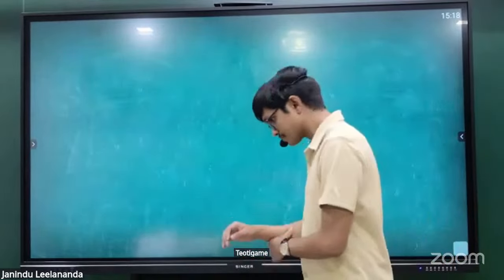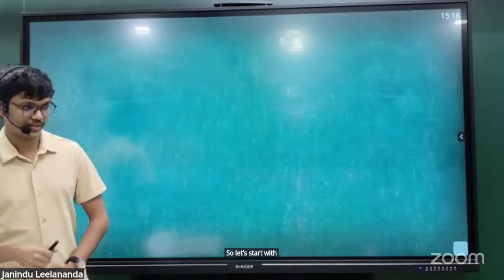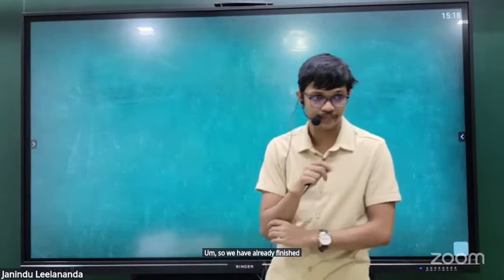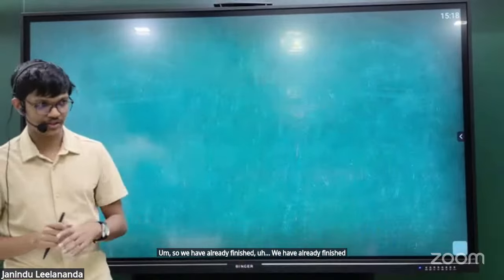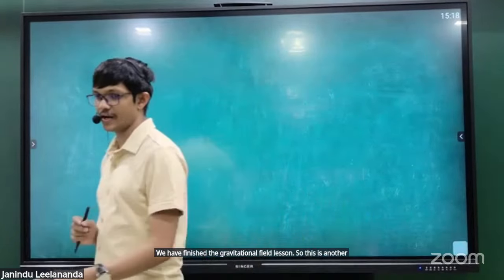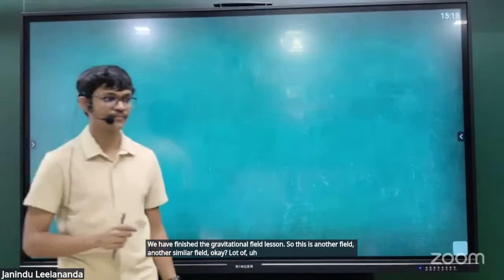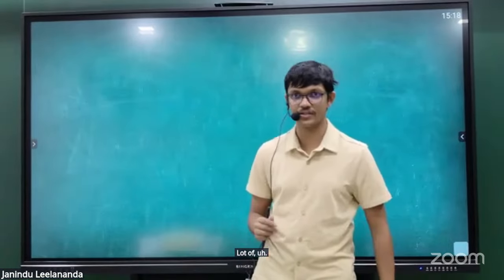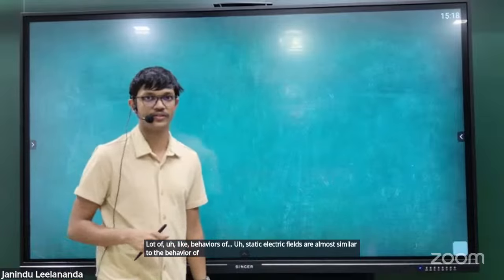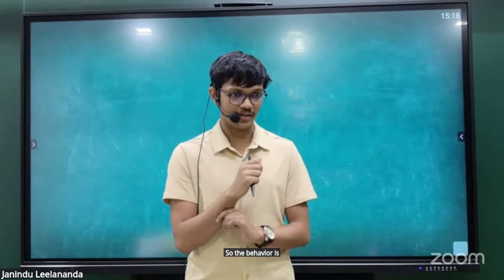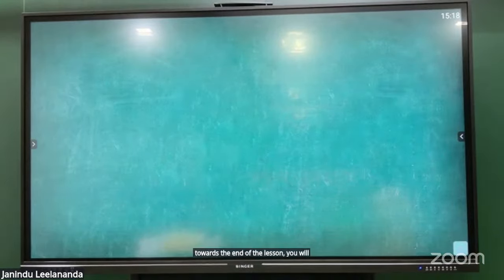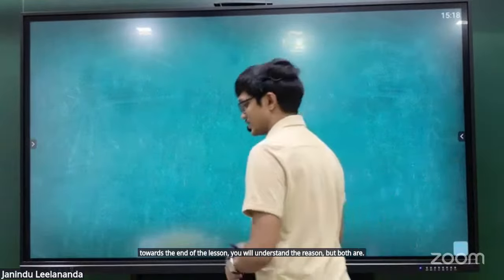So let's start with static electricity. We have already finished the gravitational fields lesson. So this is another, similar field. Many behaviors of static electric fields are almost similar to the behavior of a gravitational field. The behavior is very similar, and towards the end of the lesson you will understand the reason.